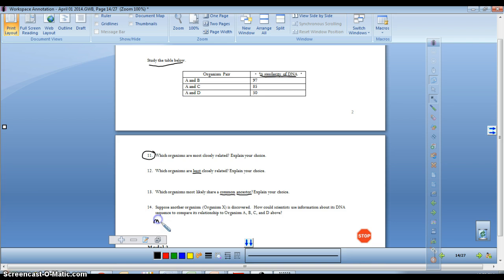Okay, you map its DNA and compare with A through D to identify similarities. There's the answer for that question.